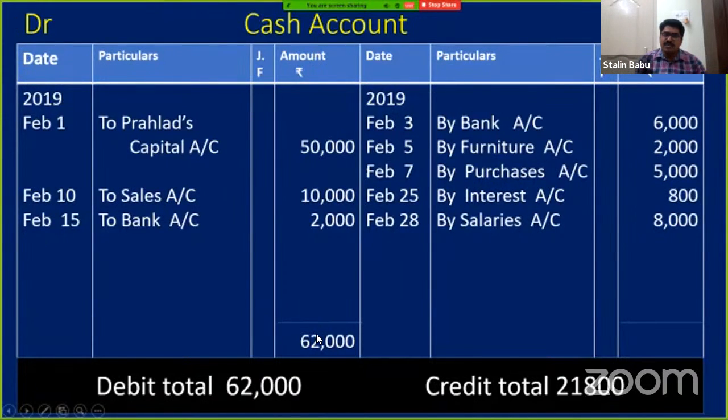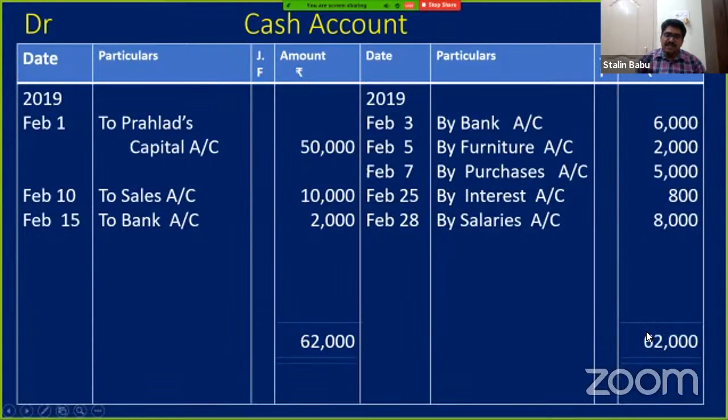First we have to check the total of debit and total of credit. So first you post the highest side, that is here 62,000, the debit total is highest here. So you write 62,000 in the total amount column. After that, the same amount should be recorded on the credit side.